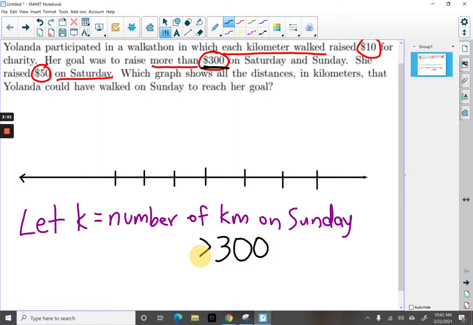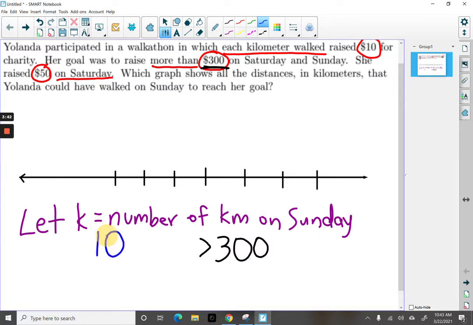Now we have some information here. We also know that we have two other numbers. We have a 10 and we have a 50. And one of these numbers has to do with the number of kilometers that Yolanda is going to be walking on Sunday. So let's take a quick look at what these numbers represent. 10, I underlined here, is for each kilometer walked. And $50 is just specifically for Saturday. Well, the $50 for Saturday has nothing to do with our kilometers on Sunday, but the 10 does. Because for each kilometer walked, she is getting $10.